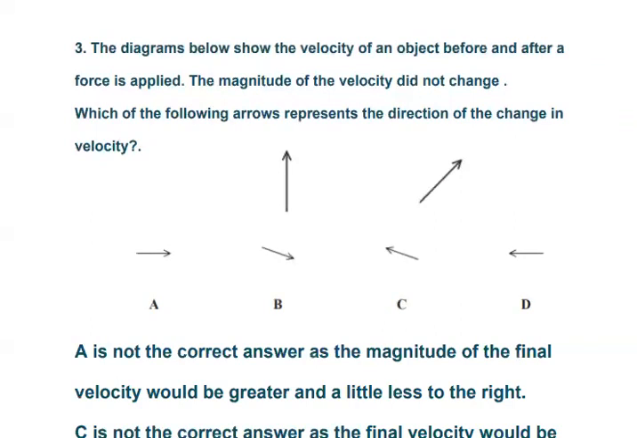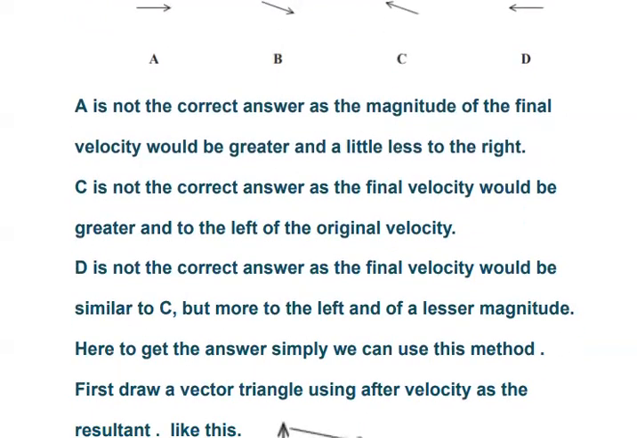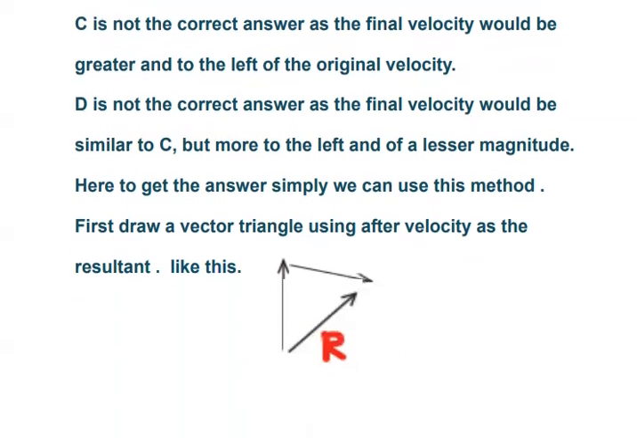A is not the correct answer, as the magnitude of the final velocity would be greater and a little less to the right. C is not the correct answer, as the final velocity would be greater and to the left of the original velocity. D is not the correct answer, as the final velocity would be similar to C, but more to the left and of a lesser magnitude.